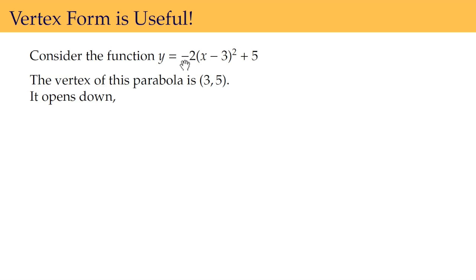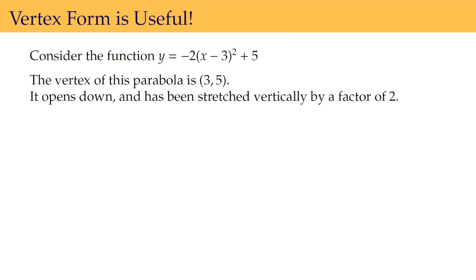It opens down. I know that because this is a negative. And remember, having a negative multiplied in front of your output here, that reflects over the x-axis. That means my parabola opens down, and it has been stretched vertically by a factor of 2. So the negative tells me which way it opens. The fact that it's a 2 tells me how much it's been stretched. Remember, if this is less than 1, it's been shrunk instead of stretched. That is from our module on function transformations.